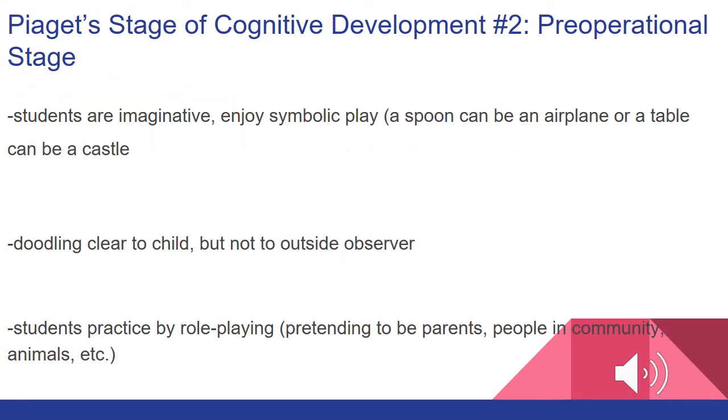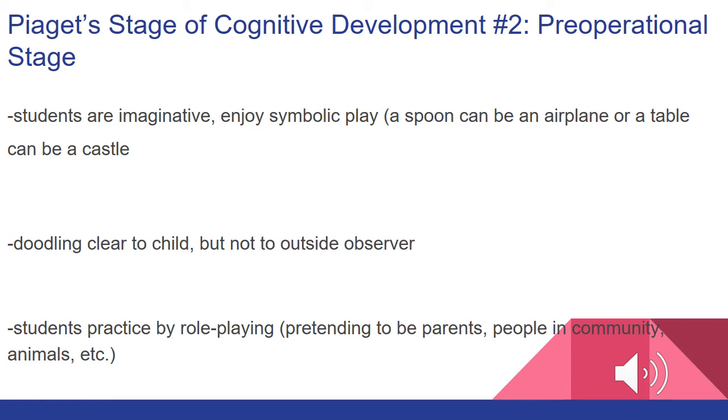During the preoperational stage, when students are ages 2 through 7, they are especially imaginative. They enjoy symbolic play. So, for example, they might try to use their spoon as a symbol for an airplane and pretend like the spoon is an airplane. Or that underneath the table is a castle. Also, during this time, you probably have seen this yourself with either your brothers or sisters or your own children or your nieces and nephews or your cousins.